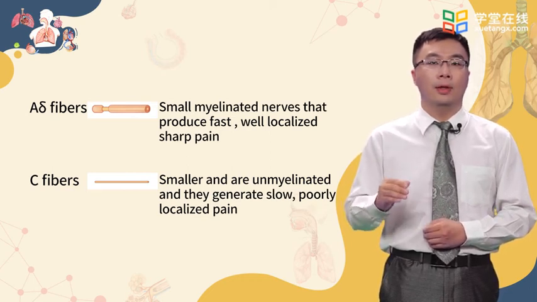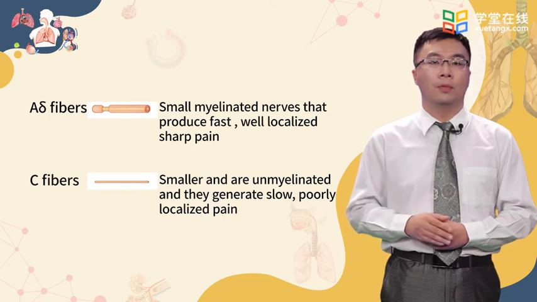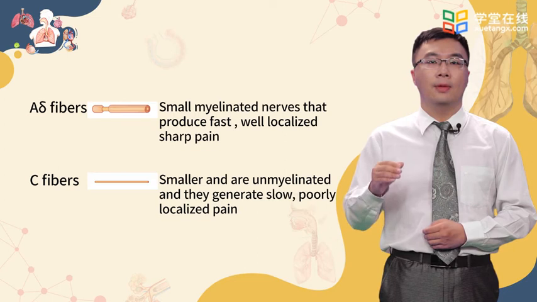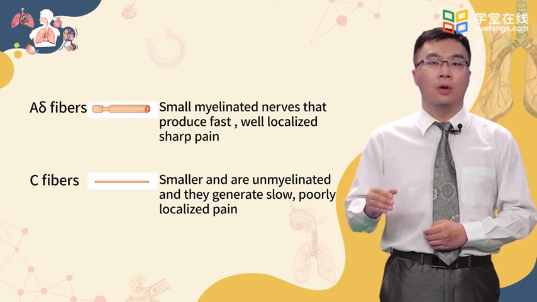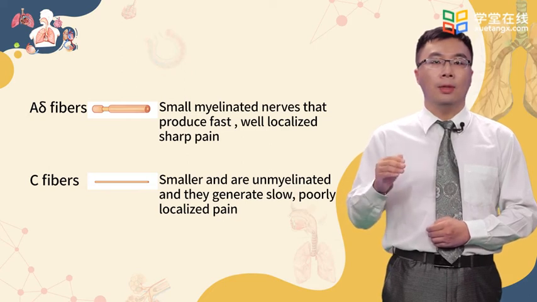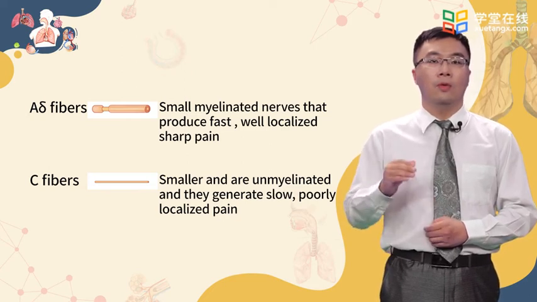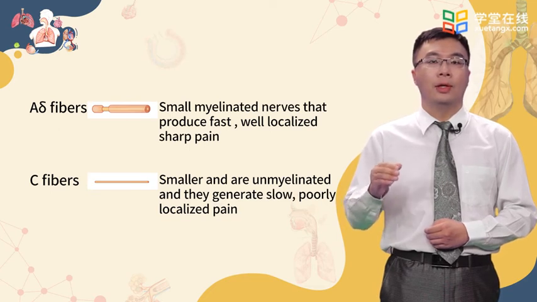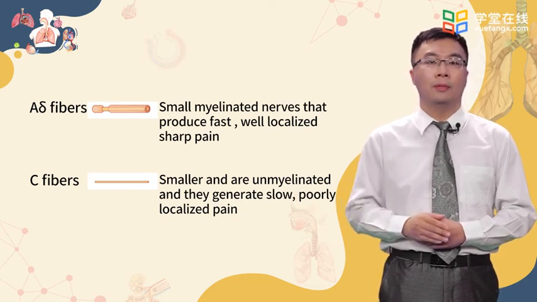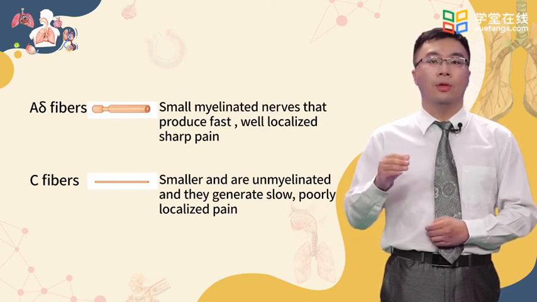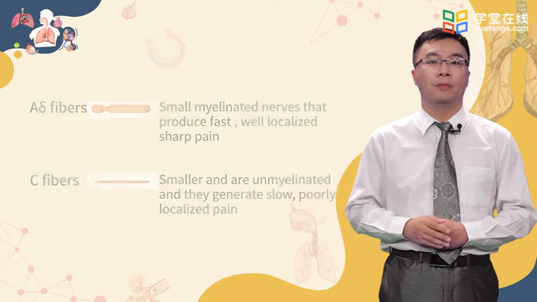The first is the A delta fibers, which are very small myelinated nerves that produce fast, well-localized, sharp pain. Then we have the C fibers, which are smaller and are unmyelinated, and they generate slow, poorly localized pain. C fibers produce a burning or throbbing type of dull pain.